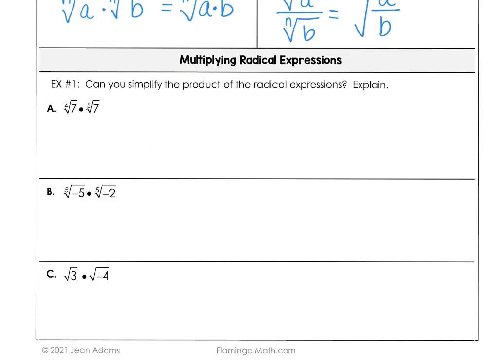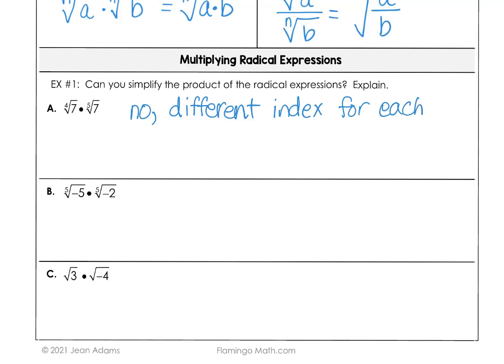So let's start by looking at example 1. Can you simplify the product of the radical expression? And if so, explain why or why not. So here I have the 4th root of 7 times the 5th root of 7. And we would have to say in this case, no, we cannot simplify it because there are different indices on both of the radical expressions. So when we have a different index for each radical expression, they cannot be simplified.